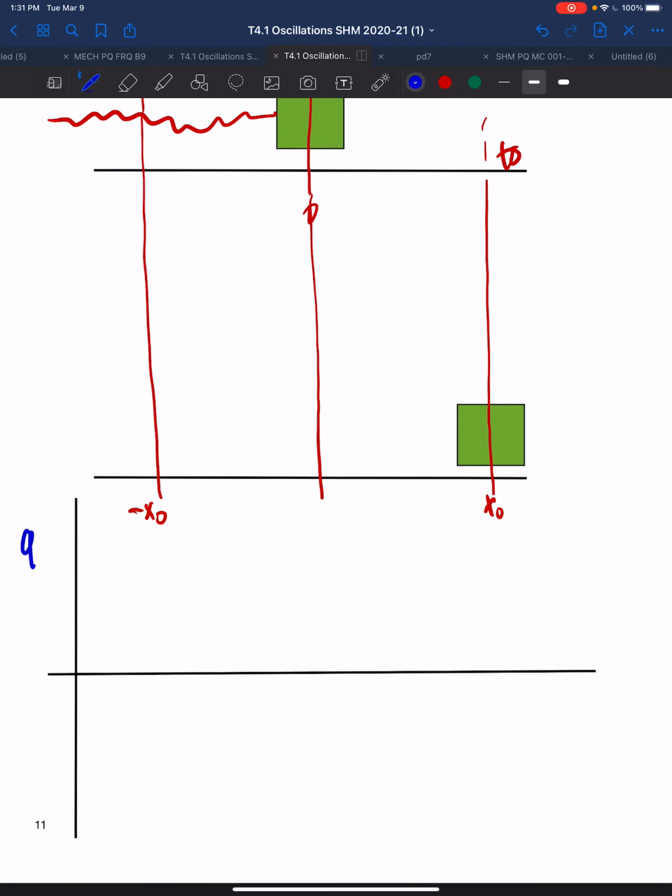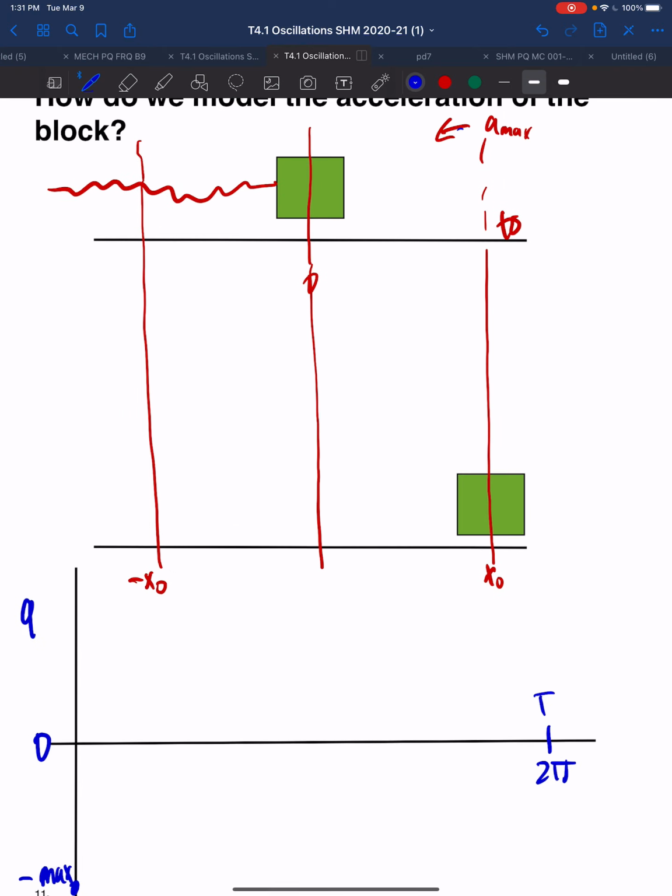On our graph then, we have our acceleration. Here's 0. Here is the period, here is 2 pi radians. And we start out at a negative max, or this is minus A0. When we get all the way over halfway through the cycle, we see that it's going to have an acceleration that is positive. It will be a positive max at the midpoint. And when it returns back to the original, again, the acceleration will be negative max.